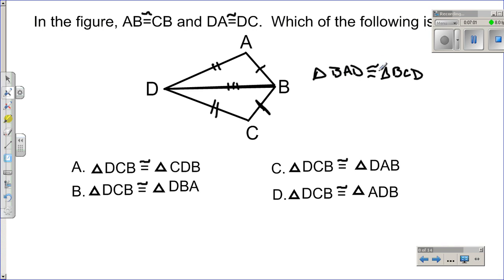I should have B lining up with B. I have B lining up with B here. I should have A and C. I have A and C, and then you have D and D lining up. See how they all line up together? You can check all the other ones. All of them would have to be true. Here's the only one where they all are true.